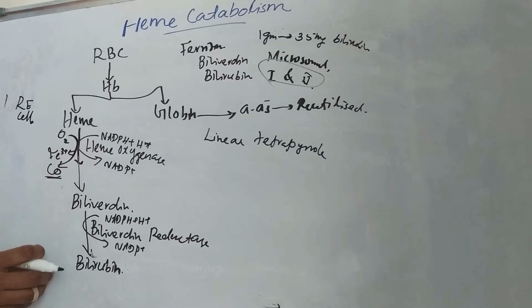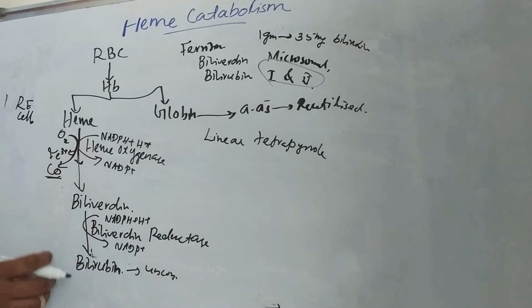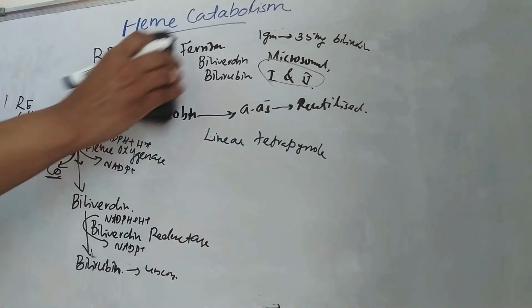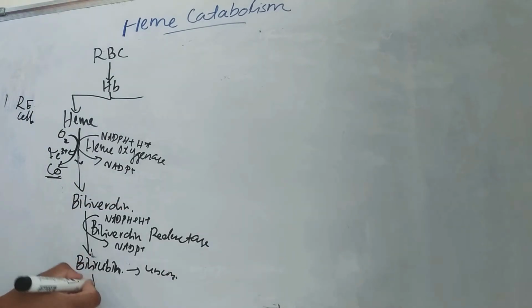This bilirubin formed in the reticuloendothelial cells is unconjugated bilirubin. It is lipid soluble and sparingly soluble in water. Then its solubility in plasma is increased by binding with albumin. So there will be transport of this bilirubin.